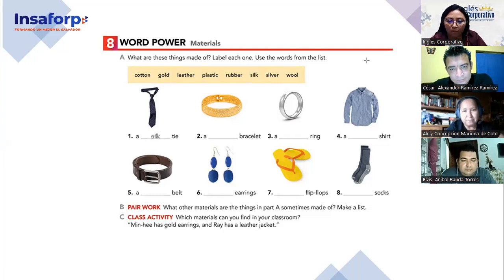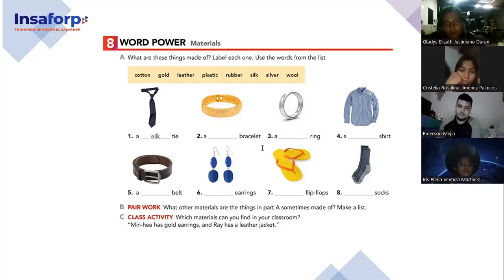Es la diferencia. Veamos, number one. A silk tie. Elvis, silk tie. Number two. What is the correct material for number two? A gold bracelet. Very good. Number three. Let me see. ¿A quién tengo acá? Gladys. Number three, please. It's silver. Excellent. It's a silver ring. Emerson, number four. A rubber.